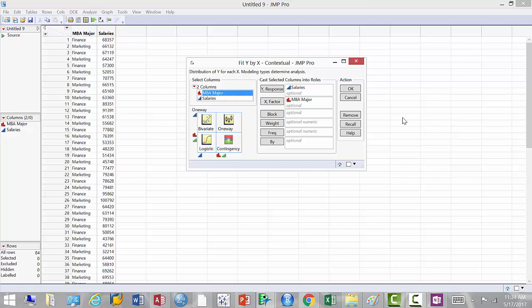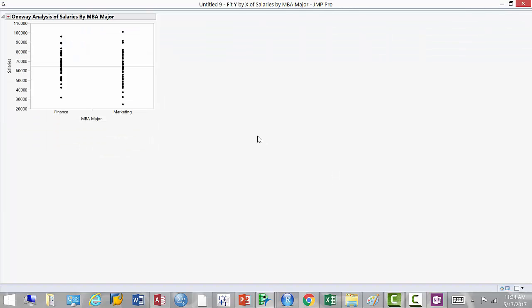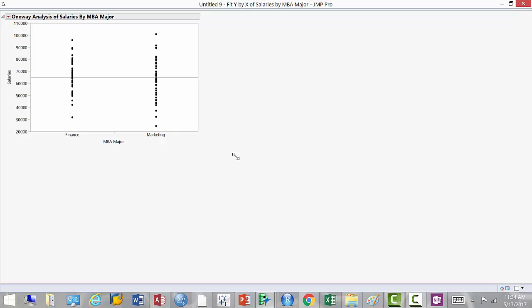Okay? And then I get the window with output, analysis output. All right, this is just a scatter plot, right? It's not very informative. Well, if I'm looking at this picture, what does that tell me? The only piece of information that I can see from that is that salaries of marketing people are more distributed, more variable, right? So there may be a slight difference in the standard deviation between my two majors. But I can't really see much other than that.